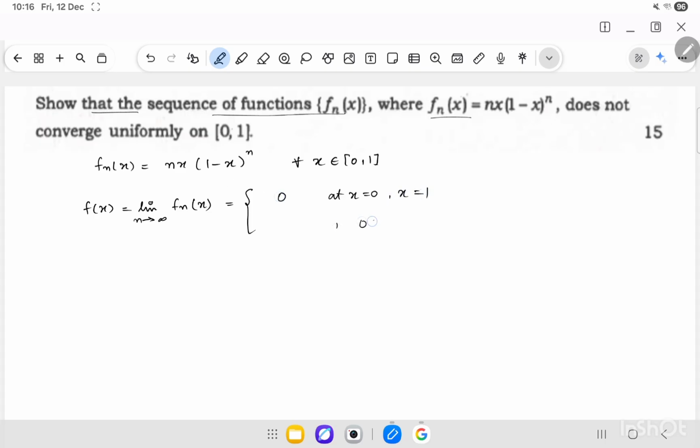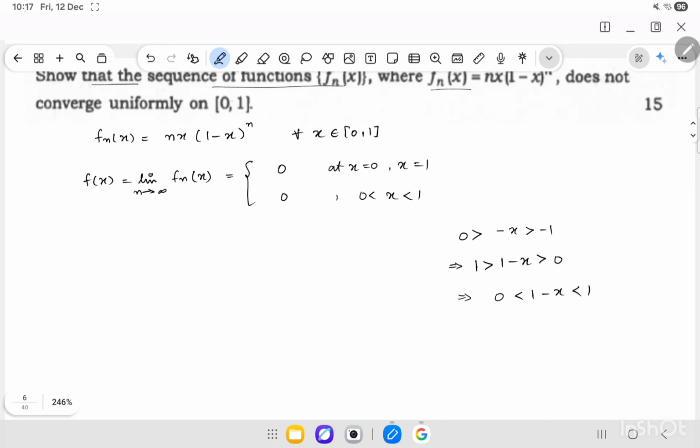But if I take my x lying between 0 and 1, again it will be equal to 0 only, because when x lies between 0 and 1, minus x will lie between minus 1 and 0, and from here we can say that 1 is greater than or equal to 1 minus x which is greater than 0. So from here we can see that 1 minus x lies between 0 and 1. And if we take its limit, this will approach 0.